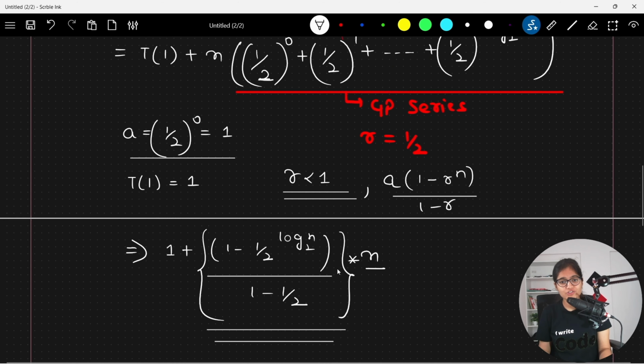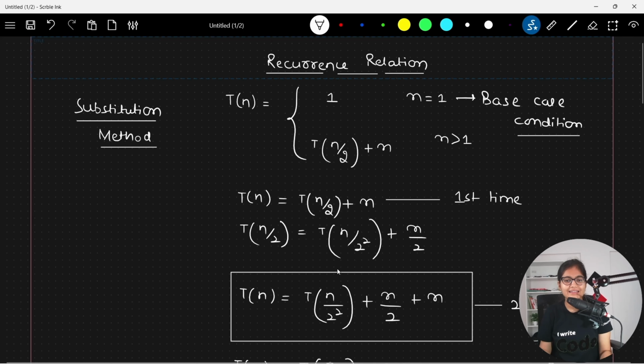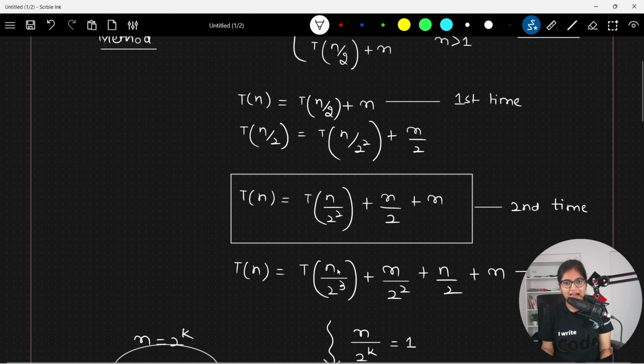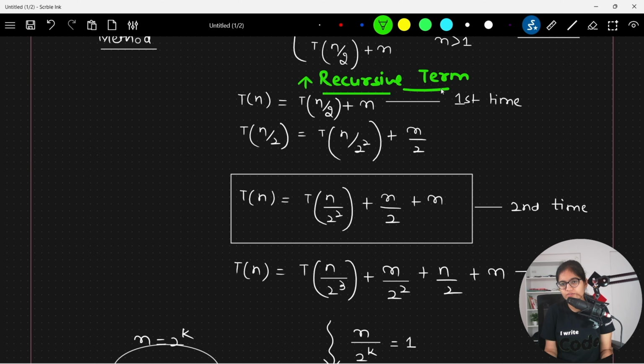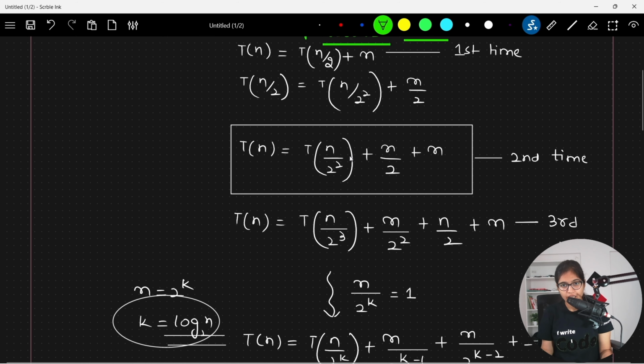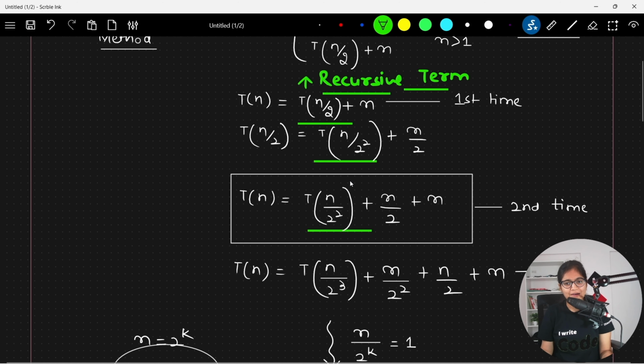So what we have done so far is that in any substitution method, whenever any problem is provided to you, the first step is that you have to look for a recursive term. What is the recursive term which is present inside my recurrence relation? There is always some recursive term. That's why there is the recurrence relation. Now what you have to do is substitute that recursive term again and again. After that, you have to see the pattern here. By looking into the pattern, you will be able to get the substitution value.